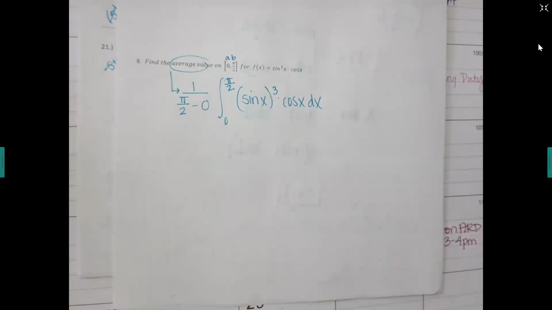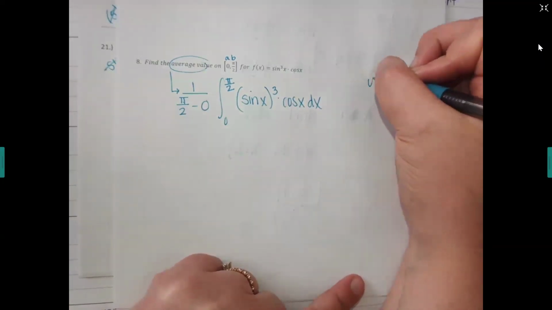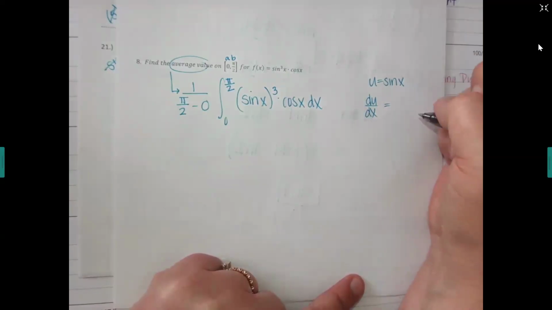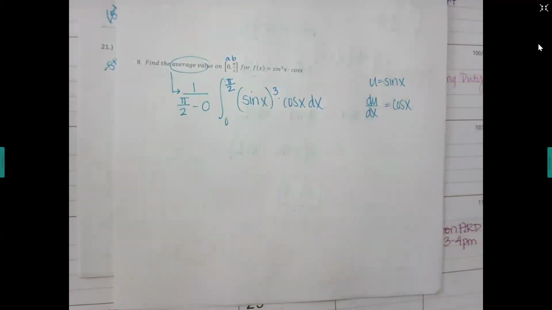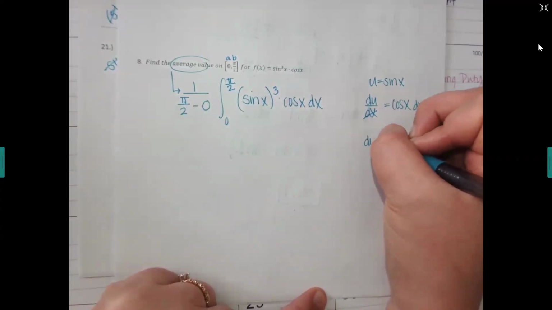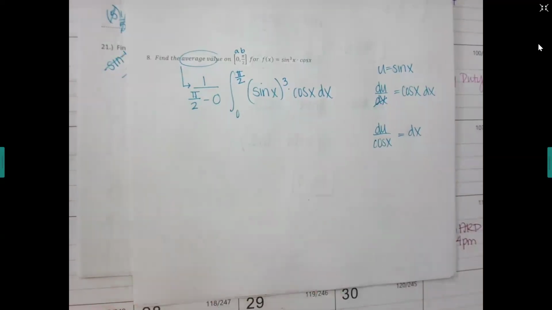So looking at it, what am I going to pick as my u here? Sine x, because what's it inside of? The cubed. So my u is a sine x. What does that make my du dx? Derivative of sine is cosine. Then I'm going to multiply my dx up and divide my cosine down. So a du over cosine x is going to replace dx right here.